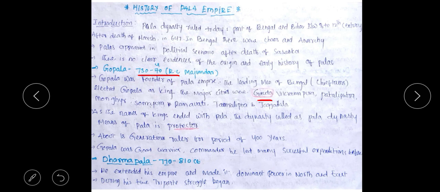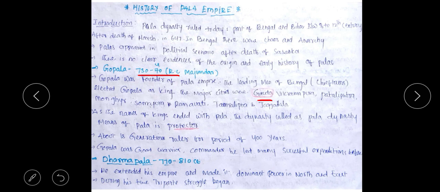So why are these people called the Palas? We see every king's name ends with Pala, for example Gopala, Dharmapala, Devapala. Because the names end with Pala, they are also called the Pala Empire or Pala Dynasty. Now let us see the meaning of Pala.